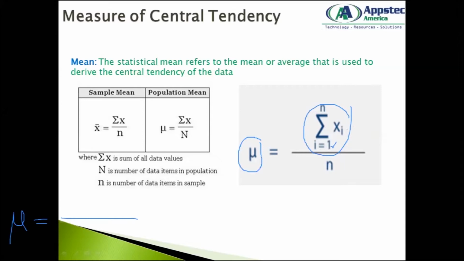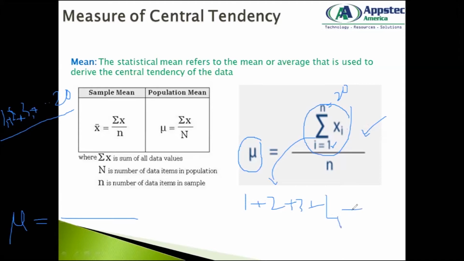So let's say I gave you certain numbers, 1, 2, 3, let's say I take till 20, and I ask you to find the mean of 1 to 20. What will you do? You will add 1 plus 2 plus 3 plus 4 till 20 and divide it by 20, right? That's the formula here. So the summation, i will start from 1, n will be equal to 20, x of i. That means this will be broken into first 1, then 2, then 3, then 4, then 5, and it will go till 20. Correct? Then I'll divide it by n. N is the number of data items that you have in the population.